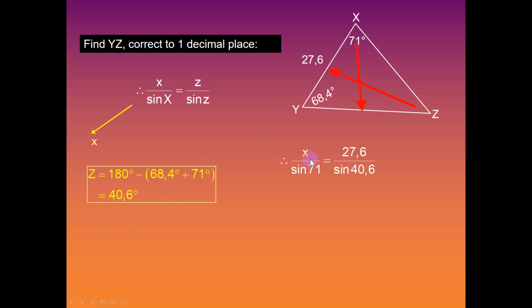We're now going to substitute this in our formula. x over sine 71 is equal to 27.6 over sine 40.6 that we found for angle Z. Cross multiply, we'll get x times sine 40.6 is equal to sine 71 times 27.6, and then we're going to divide by sine 40.6. And we can use our calculator to work that out. And that'll give us x to be 40.1.